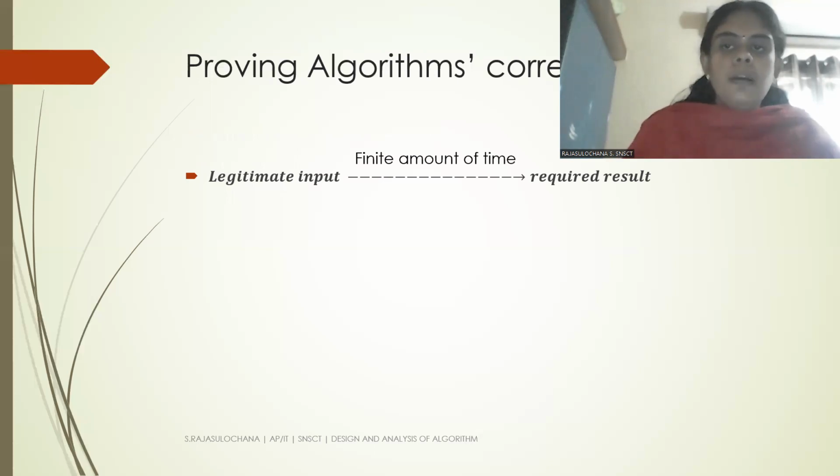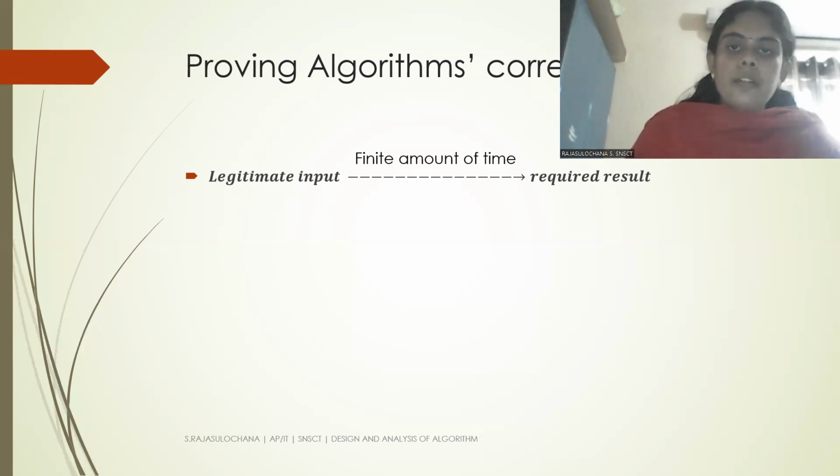And in the fourth step, you have to prove that the algorithm you have designed is correct. So in the third step, based on the three methods, we design an algorithm. Once the algorithm is designed, you have to check whether it is working correctly or not. For that, we will give some legitimate input to the algorithm. If the algorithm is able to produce the result you are expecting in a finite amount of time, it means that the algorithm is correct. If it is not able to produce the required result, it means the algorithm is not correct.